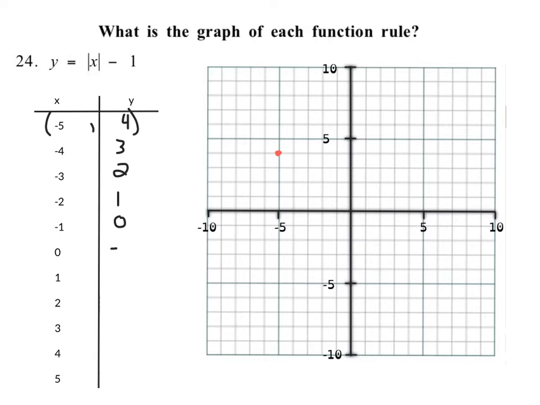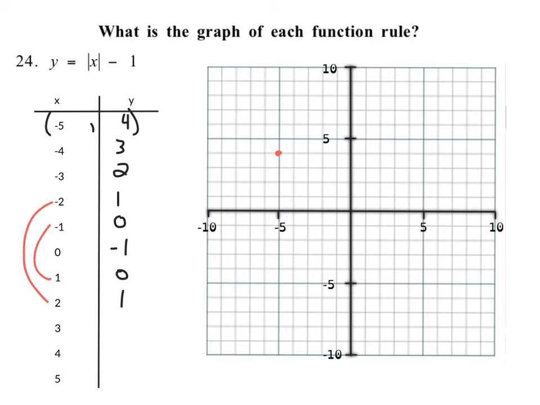Watch what's going to happen now. Just like here, these both result in the same absolute value. So watch what happens when I plug it in. Absolute value of 1, 1. And then that 1 minus 1, 0. And we get 0 again for this one, and we start to get a mirror image. Absolute value of 2 is the same as absolute value of negative 2. So what's the absolute value of 2? It's also 2, just like negative 2 was, right? So 2 minus 1, 1.